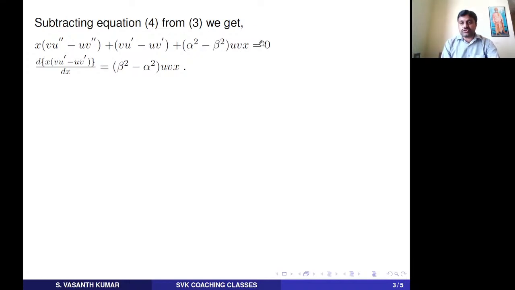which is equal to, I have shifted this to the right hand side. This becomes beta square minus alpha square, since earlier it was alpha square minus beta square. If you shift this term to the right hand side, as it is a plus sign, it becomes minus, and multiplying by the minus sign gives plus beta square minus alpha square, times uvx.